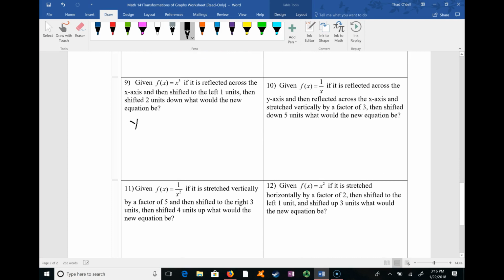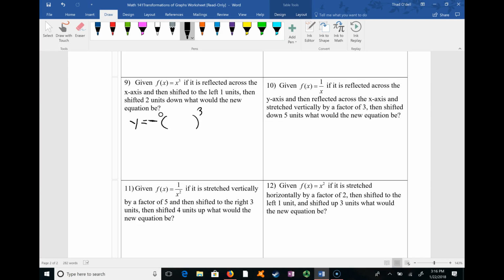So this is going to be y equals something cubed. So it is reflected across the x-axis. So that affects y, so that means there's going to be a negative on the outside. And then shifted to the left, so that means there's no multiplication, so I can just make that negative a little bit longer.